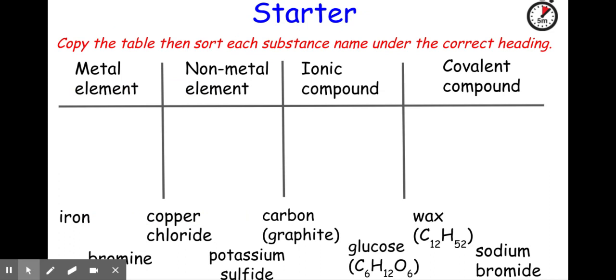But for now, starter task as usual. This one's a wee bit different, where you have 4 columns and a list of substances. We'd like you to sort each substance under the correct heading. Some of the substances have their formulas written so that you can see which kind of elements they consist of, and that should help you with that. Please do the starters because it lets us know who has picked up the knowledge from the previous lesson.